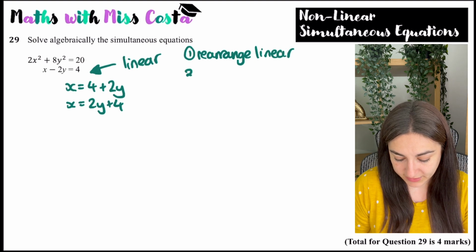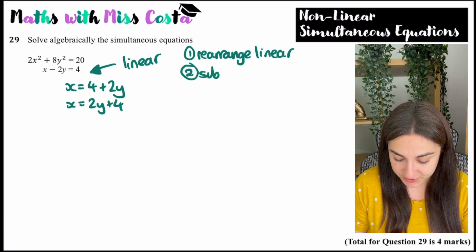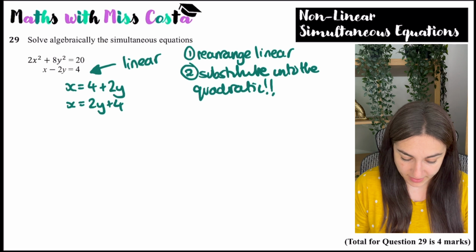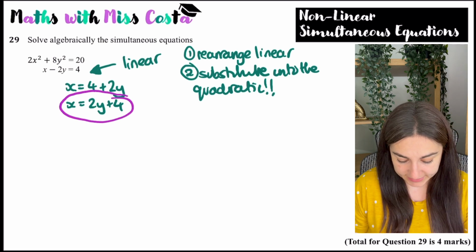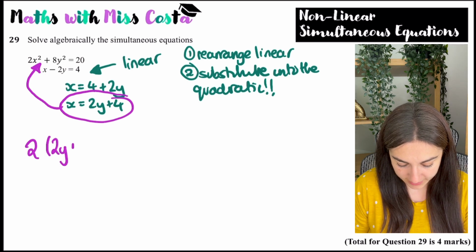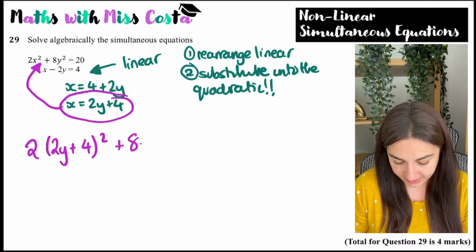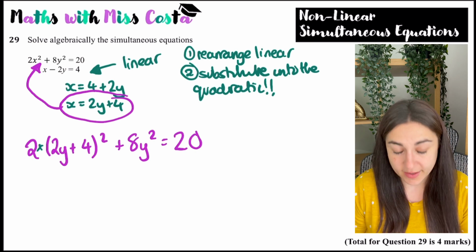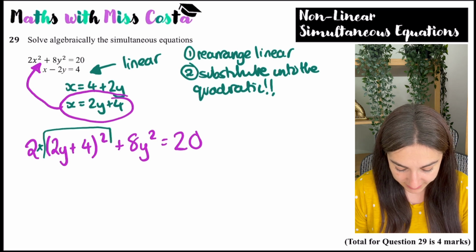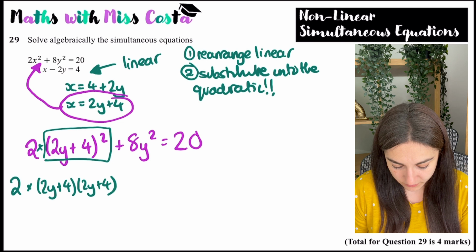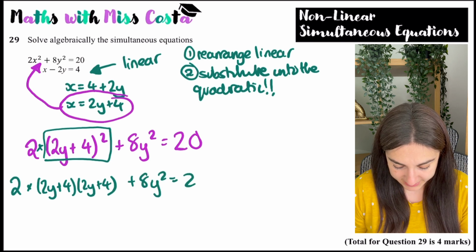And step 2, once you've done this, literally just substitute into the quadratic. I know that x is this, so I'm going to substitute that into the quadratic. So I'll be left with 2 lots of (2y plus 4) squared plus 8y squared equals 20. Be careful here because 2 is being multiplied by this, but BIDMAS applies, so I need to square this first. So let's do that: (2y plus 4) squared, and then plus 8y squared equals 20. We'll deal with that later.